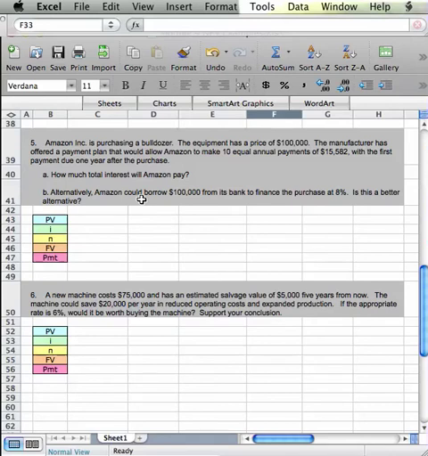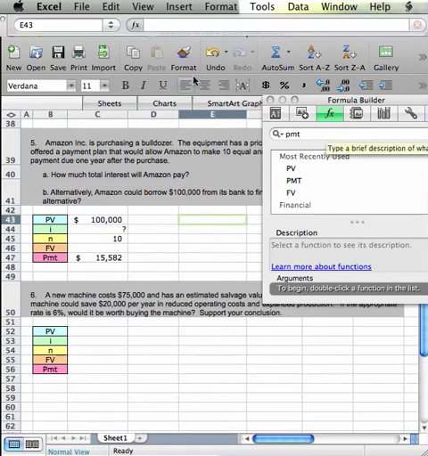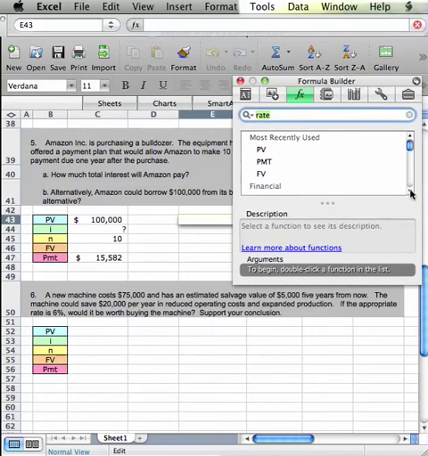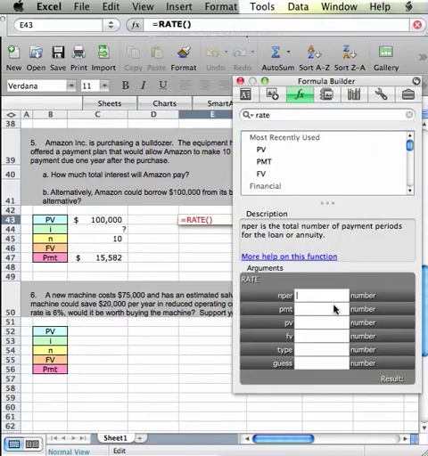So you'll notice we were not given an interest rate. What we were given is a present value of $100,000. We were given a payment of $15,582. We're also given a term of 10 years, and we're solving for the interest rate. So when we go into Excel to solve for an interest rate, we're going to select the function again and search for rate. And when we find the rate function in the list and select it, that will allow us to enter our inputs in order to determine what the interest rate is.